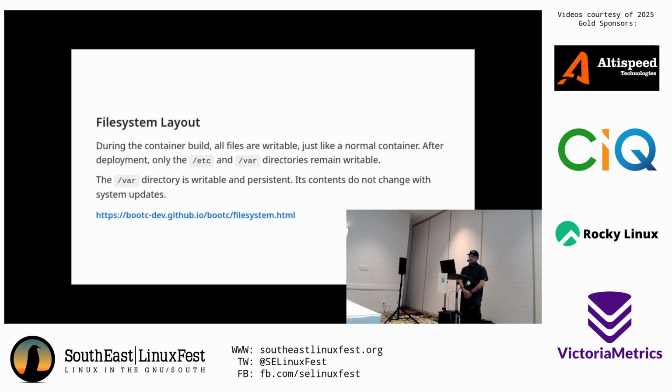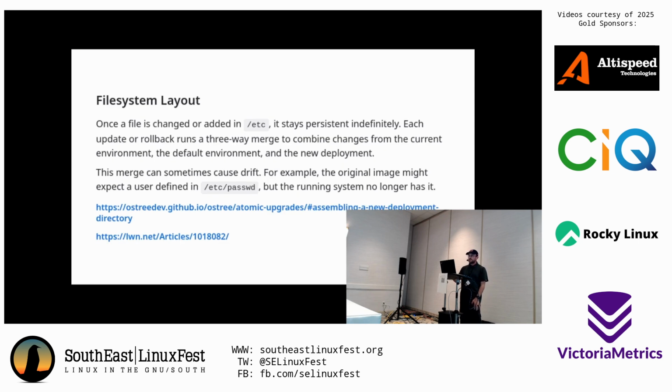Okay, so when you build a bootable container using the bootc system, the file system is important. But when you're building the container, all of the files are writable, just like you would expect them to be. So you can do anything in a container file that you would normally be able to do, edit or modify anything. So it's not immutable during the build process. However, once it is deployed, it is now an immutable system, and only etc and var remain writable. The var is completely writable and persistent. There's nothing special about var. However, etc is a little bit different.